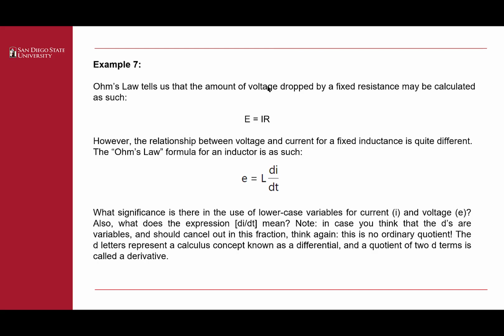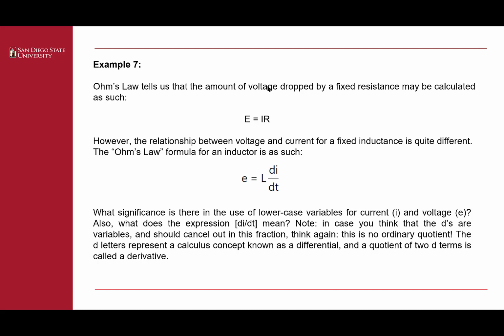However, the relationship between the voltage and current for a fixed inductance is quite different. The Ohm's law formula for an inductor is as such: e, small e, equals L times di dt. So it's the time derivative of the current that passes through that inductor times the inductance of the inductor. What significance is there in the use of lowercase variables for current i and voltage e? I suggest you assume that it is V, but again, it doesn't matter.